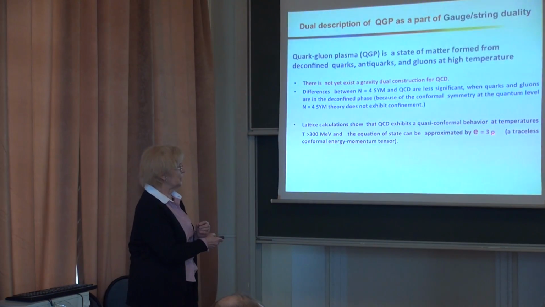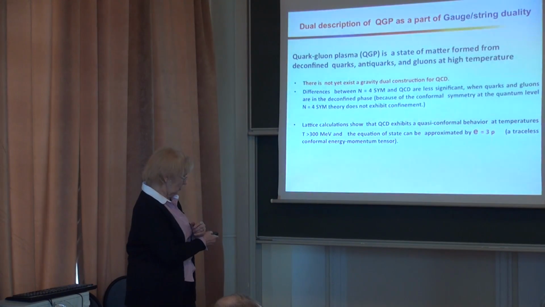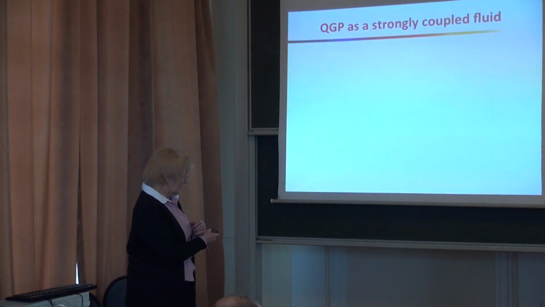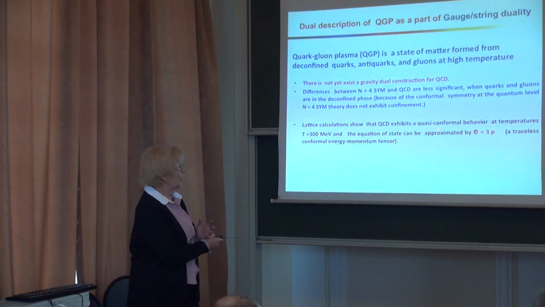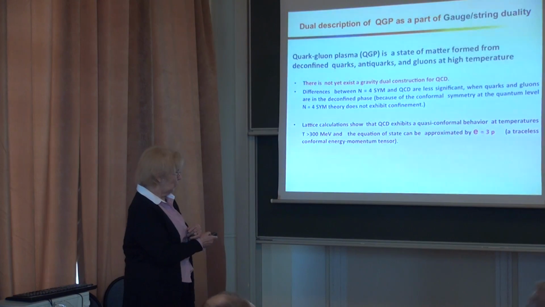an equation of state, which is written here. E is energy, and P is pressure. So this is a typical equation of state for conformal matter. And so we can try to use it. This lattice calculation gives a reason for people to use a holographic description for quark-gluon plasma.